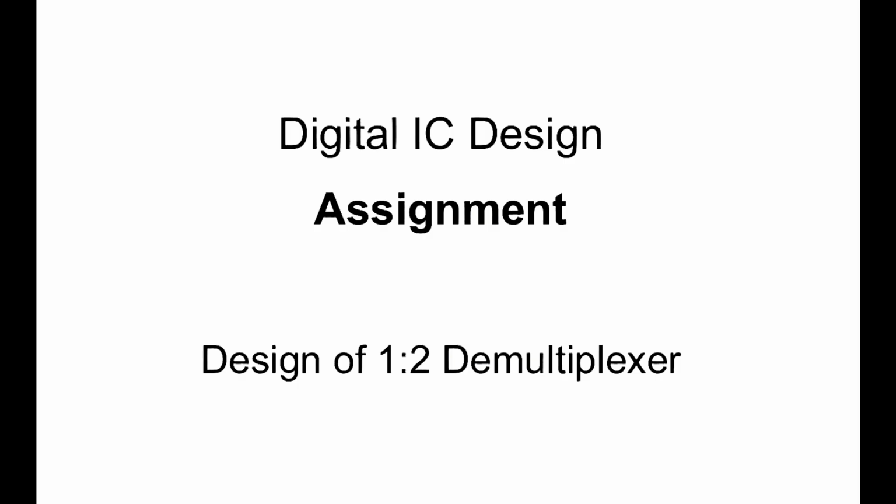Now let me take you through the complete design flow from schematic creation to GDS2 generation. A 1:2 demultiplexer is a fundamental combinational circuit that routes a single input data line to one of two outputs based on a select signal. Let me show you the implementation.